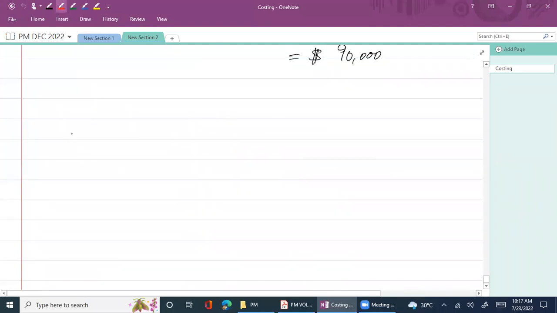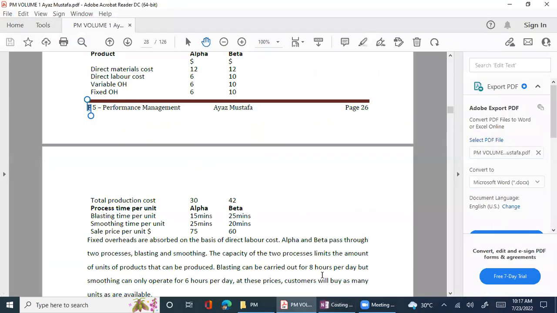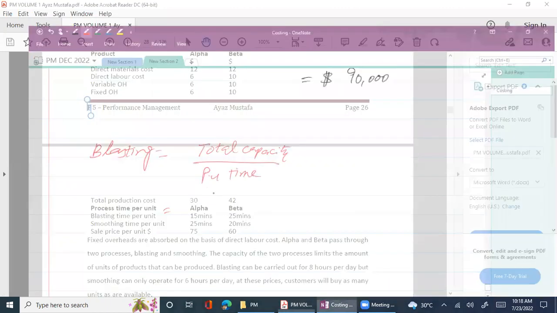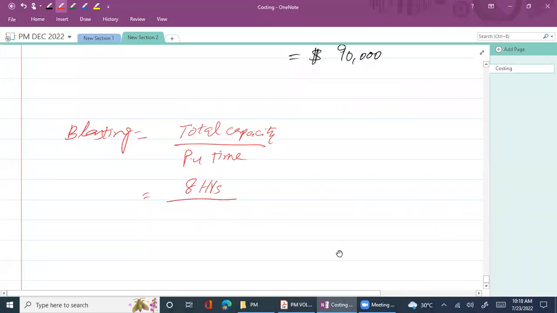There are two processes. One is the blasting process, and the blasting total capacity divided by per unit time of the product. So there are two products, alpha and beta. We can take per unit time of any product, and we can also take the per unit time of both, and we can solve it twice. The capacity of the blasting is 8 hours. So the total capacity of the blasting department is 8 hours.